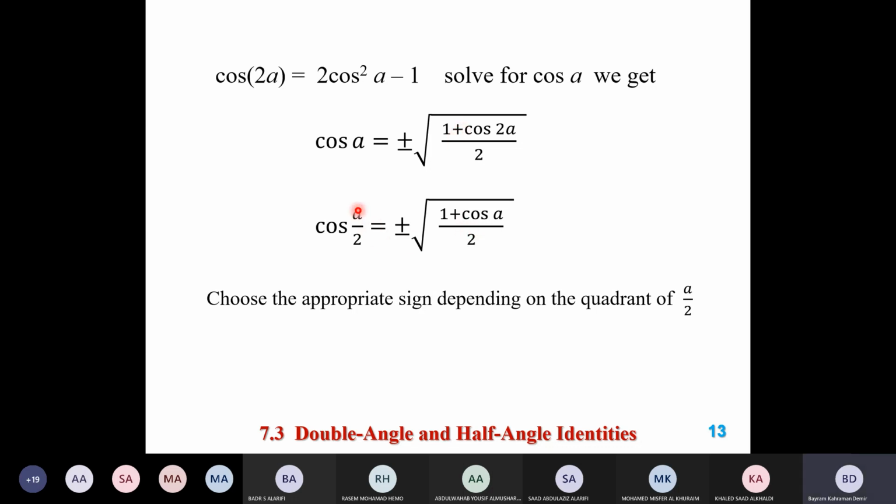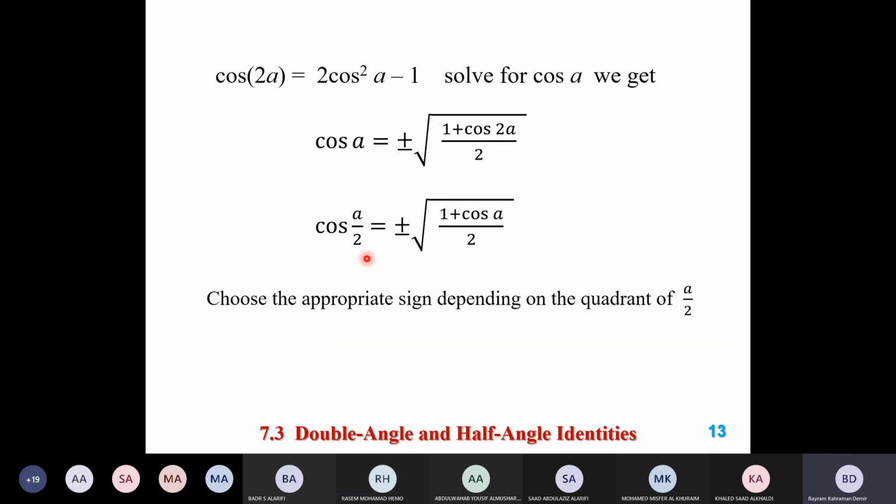And again, when you change A with A over 2, you will get the half angle formula for the cosine. Again, if you know the cosine of A, then I can calculate cosine of A over 2. You see? Cosine of A over 2.